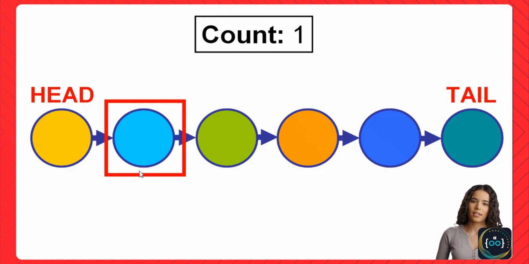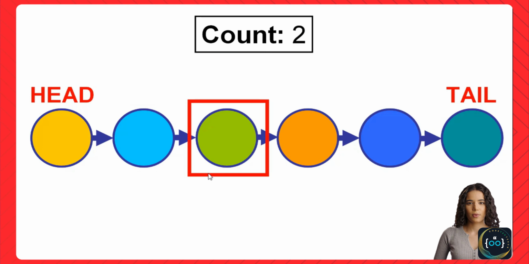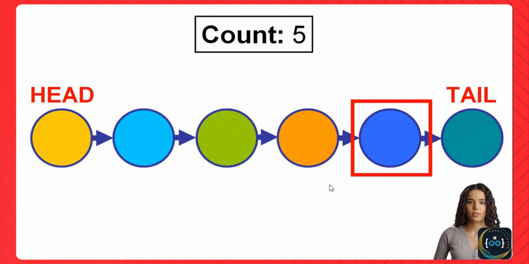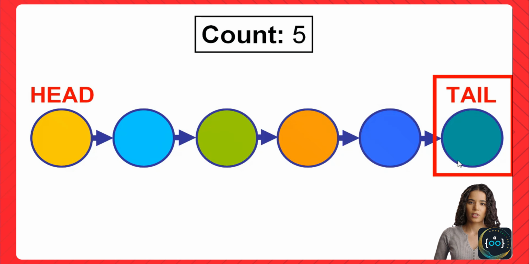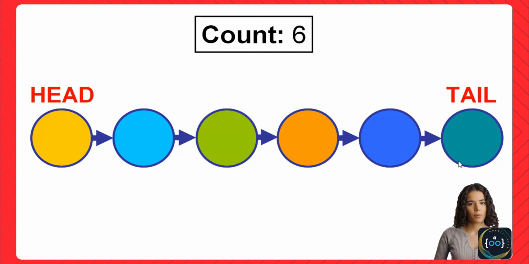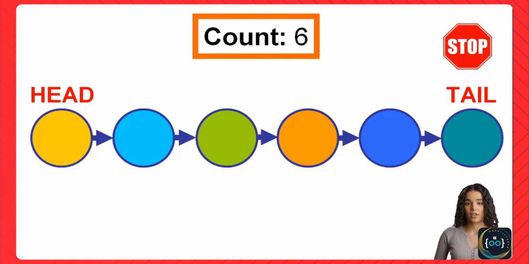Then we reach the blue node and we increment the count by 1. Then we reach the green node and we increment the count by 1. Then the orange node, the blue node, and finally we reach the tail. You can see how we are updating the count. At this point, we update the count to 6 because we were in the tail and we stop. So we return the final count from the method.